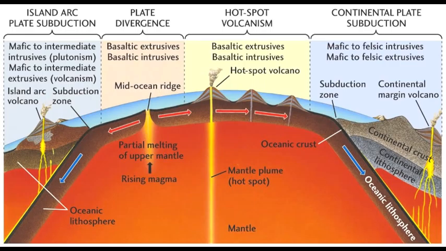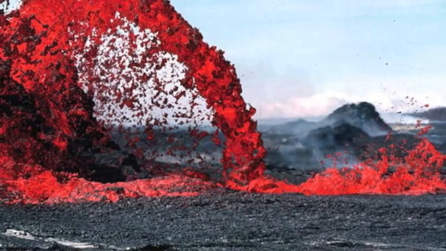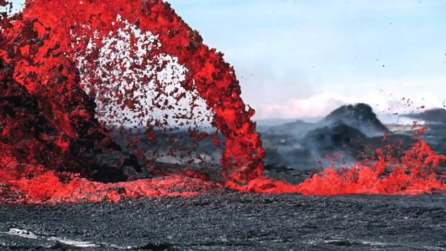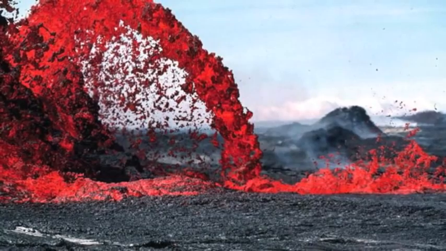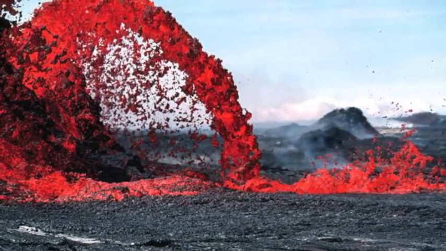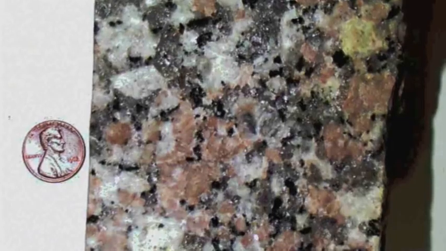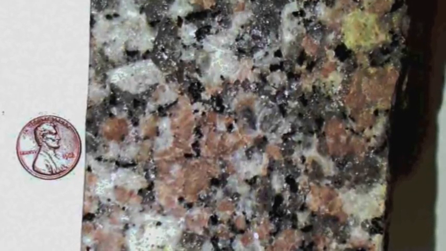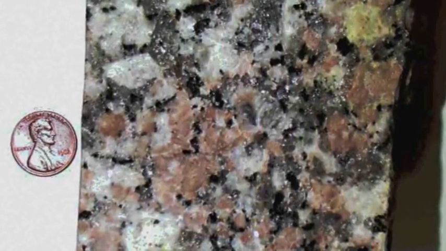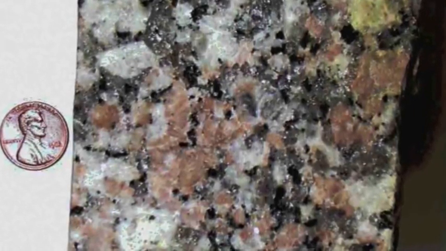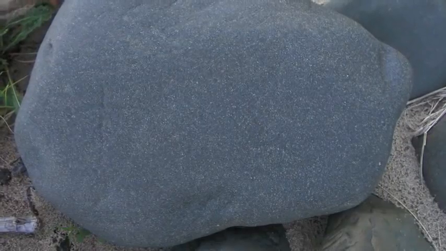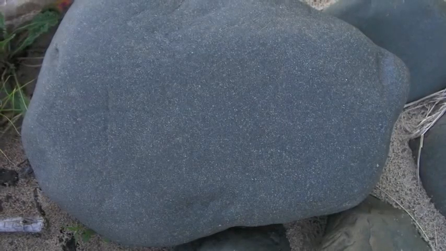They contain crystals that interlock. The size of the crystals depends on the rate at which the magma or lava cools. The slower it cools, the larger the crystals. For example, granite forms from magma that cools slowly deep below the surface of the earth. It has large crystals, whereas igneous rocks that cool quickly have small crystals.